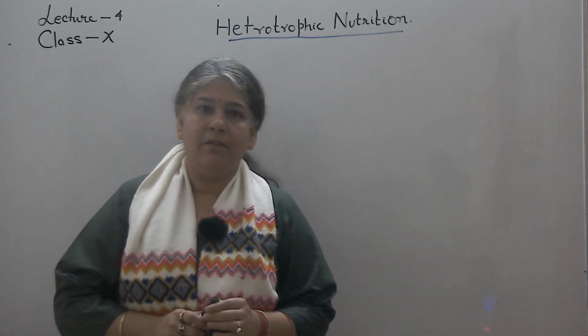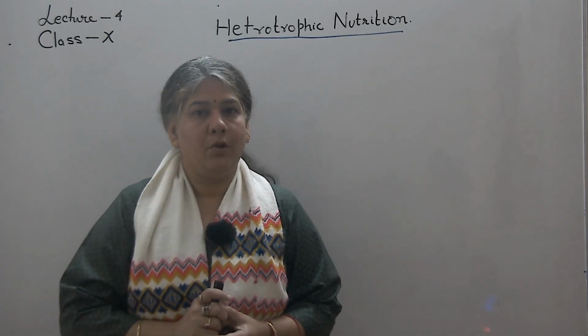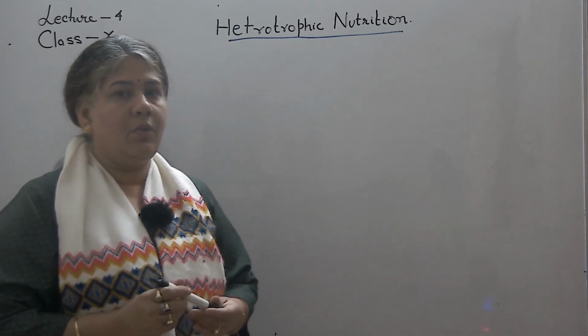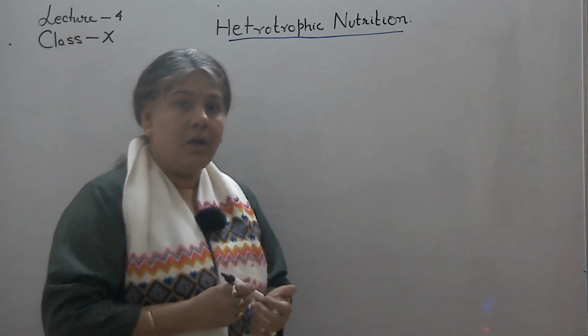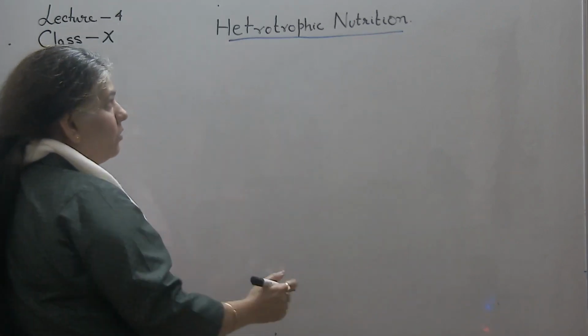Today we will be dealing with the heterotrophic mode of nutrition. So remain focused and follow the lecture. Heterotrophic mode of nutrition means the organism depends on other organisms or plants. So we know what heterotrophic nutrition is.